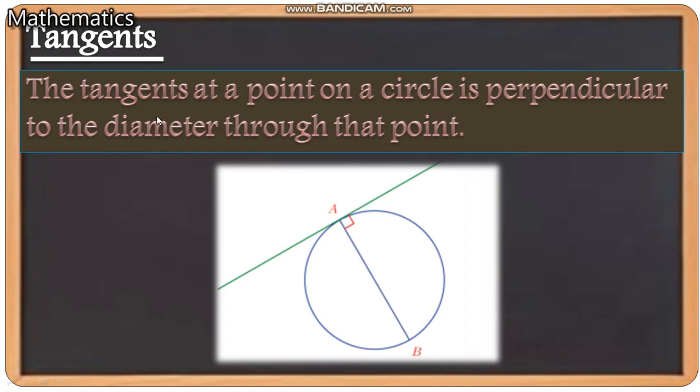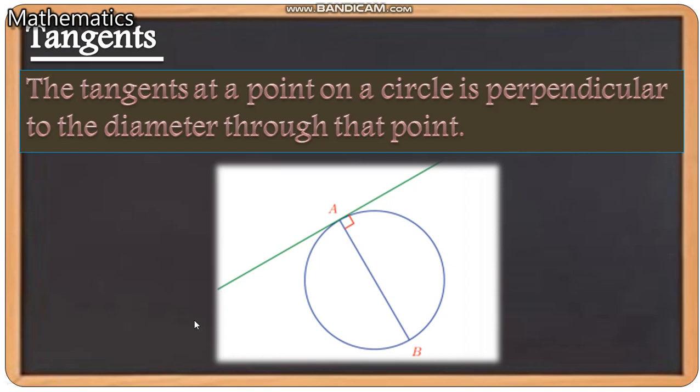Here it says the tangent at a point, at A, that is this line is the tangent. A tangent is a line touching a point on a circle. Here it is saying this line is perpendicular to the diameter through that point. This green line is perpendicular to the blue line. Everyone study this: the tangent at a point on a circle is perpendicular to the diameter through that point.